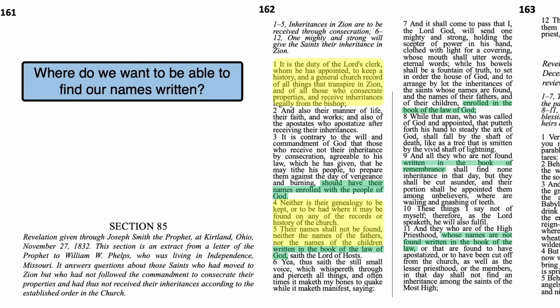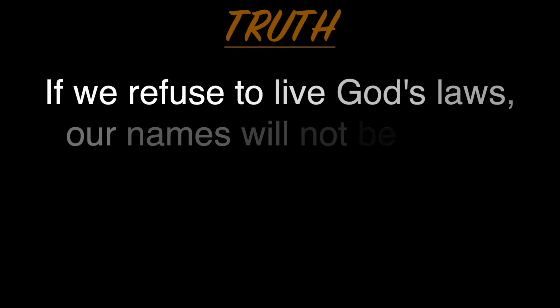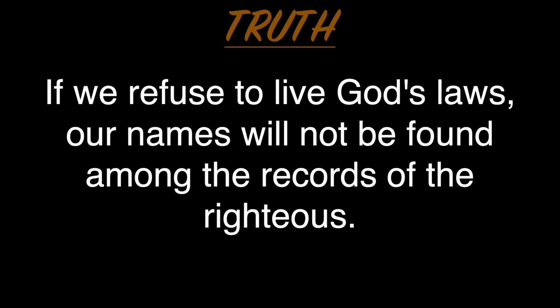Now, in this section, I usually don't like to spend a lot of time going verse by verse and really delving into each phrase. It's a bit of a harsher section, and I usually only give a brief summary like the one that I just shared. In fact, if you had to sum up the major message of Section 85 in just one sentence, I would say, if we refuse to live God's laws, our names will not be found among the records of the righteous. That seems to be the basic gist of it.